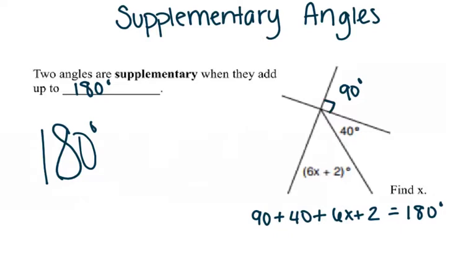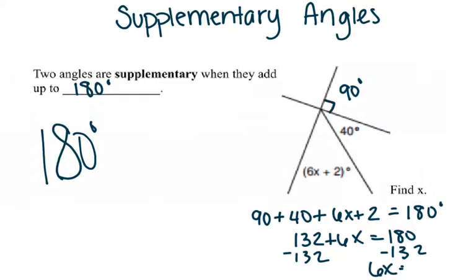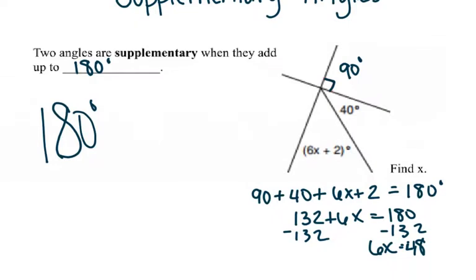So I'm going to get my like terms together. I'm going to get rid of the 132 by subtracting. 6x equals... Sorry, I'm not trusting my brain this morning. Okay. That's a 48. And then I'm going to divide both sides by 6. So x equals 8. Okay, so that's how you would use supplementary angles to solve a problem.